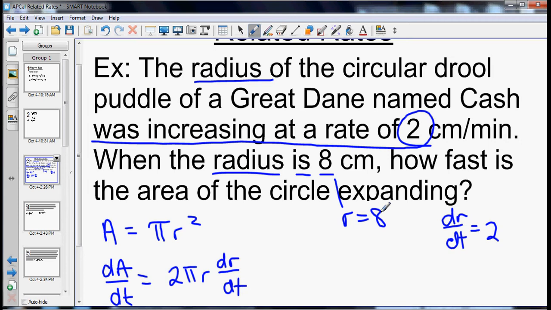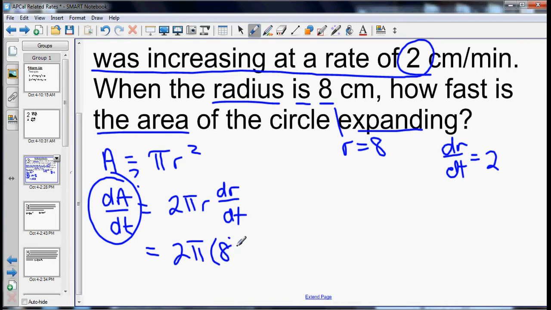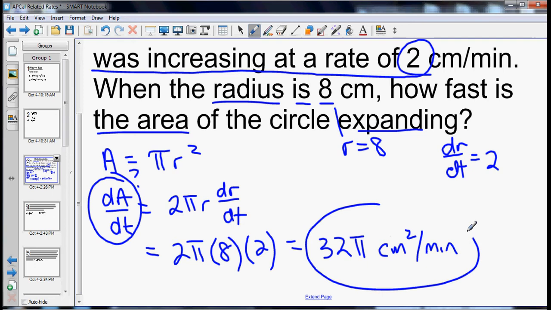And then they ask us how fast is the area expanding. So they're asking us what is dA over dt. That's what we're trying to solve for. Well, if we plug in the radius they told us, which was 8, and the dr dt, which is 2, we can multiply all that together and get 32 pi. And since we're dealing with centimeters and area, those would be square centimeters per minute. So the rate at which the area is changing is 32 pi square centimeters per minute.